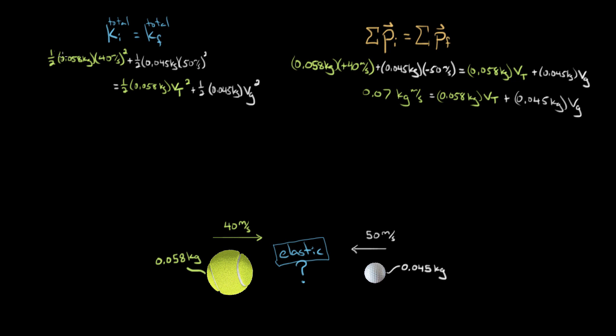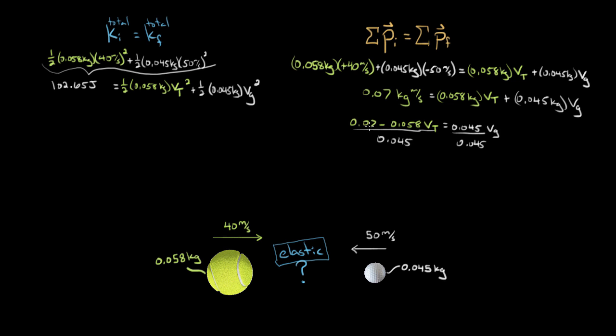Let me clean up this left-hand side, which is kind of like the upper side right here. If I add up all this initial kinetic energy over here, I get 102.65 joules of initial total kinetic energy. But I've still got two unknowns in this equation, so I'm going to come over to here. Let's just solve this for VG. If I solve this for VG, I'll subtract 0.058 VT from both sides, leaving 0.045 VG. And now I can divide both sides by 0.045.